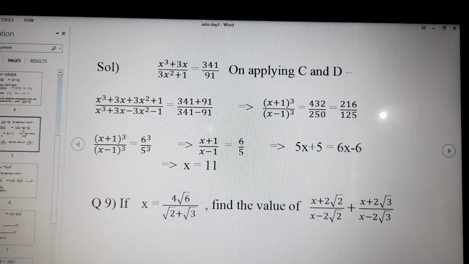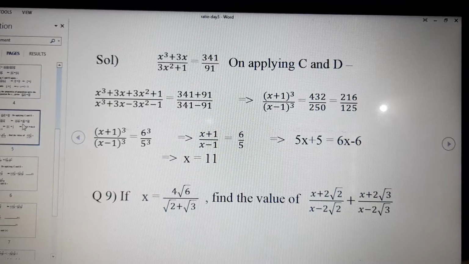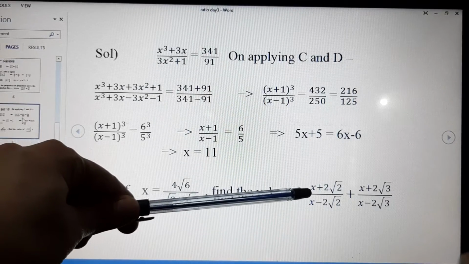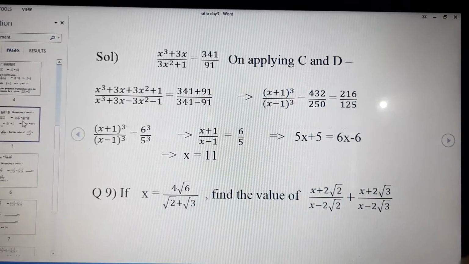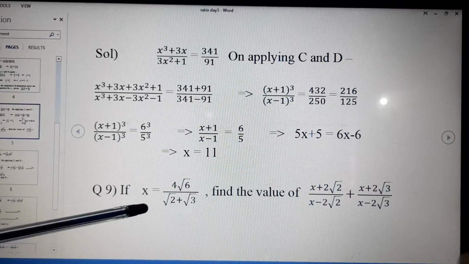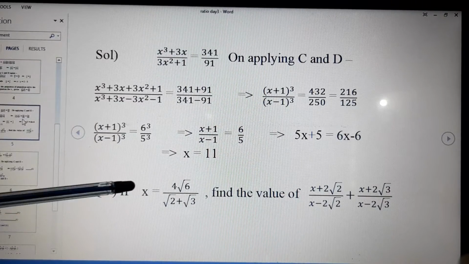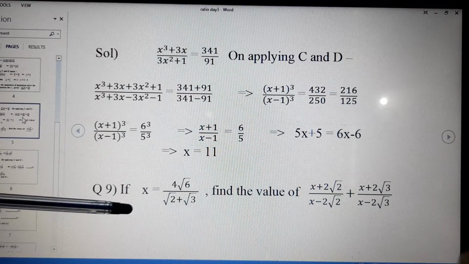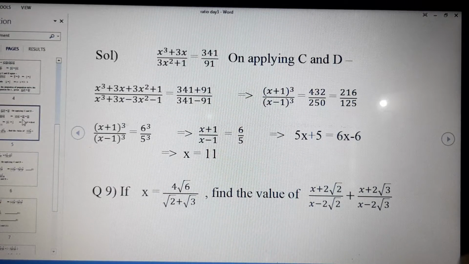Clear? So what we'll do, we'll calculate the value of the first part separately and the second part separately, and then we will add them. Now if we see them carefully, we have x plus 2 root 2, x minus 2 root 2. Suppose you have x divided by 2 root 2 here, and if you apply componendo and dividendo, then what will you get? X upon 2 root 2 will give you, after applying componendo and dividendo, x plus 2 root 2 divided by x minus 2 root 2. You will get the value of the first part.